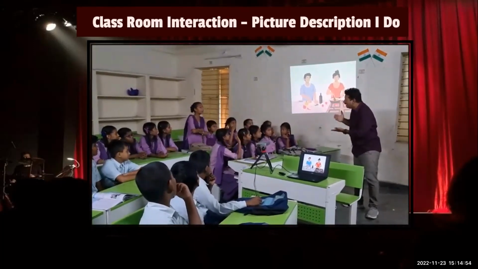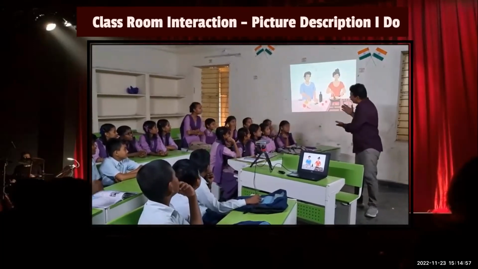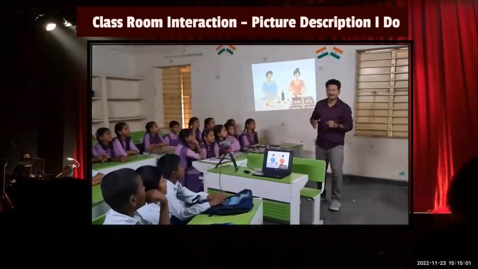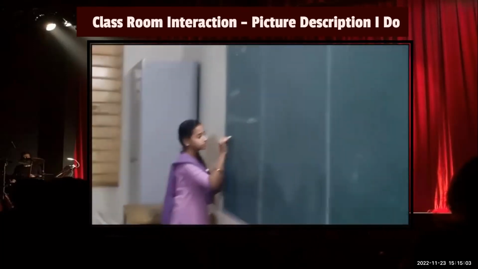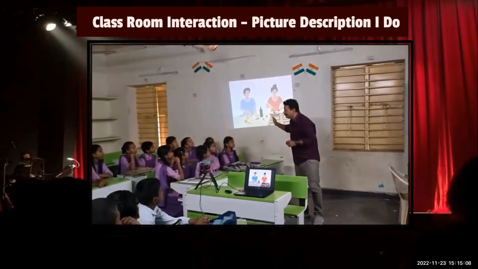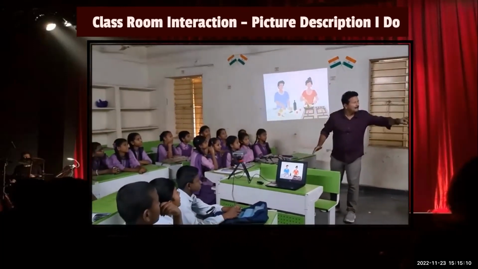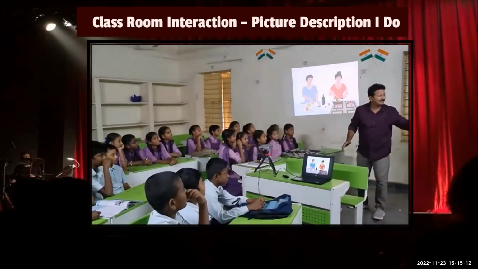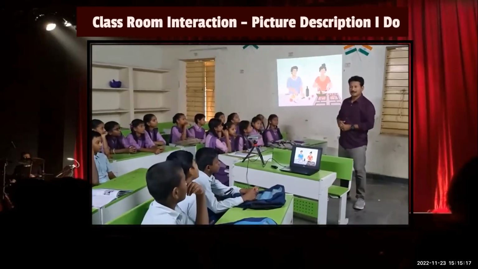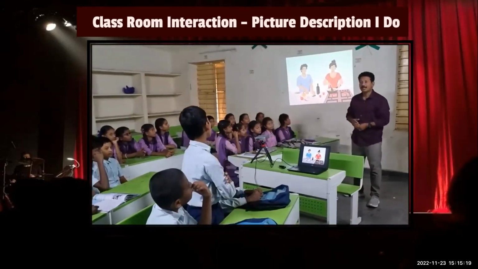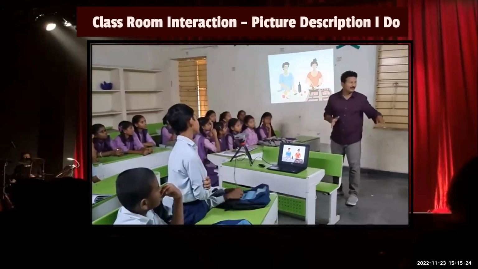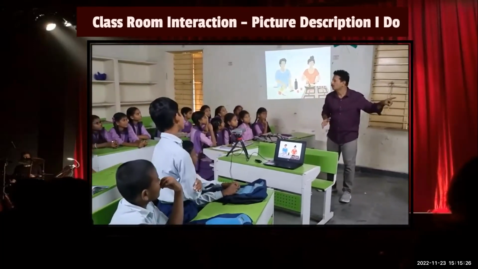Vegetables? Chopping. Good. What is the other word for that? Cutting. So now who is cutting the vegetables? A man. A man is cutting the vegetables. Suman, what is the woman doing? The woman is cooking food. Okay. The woman is cooking food.